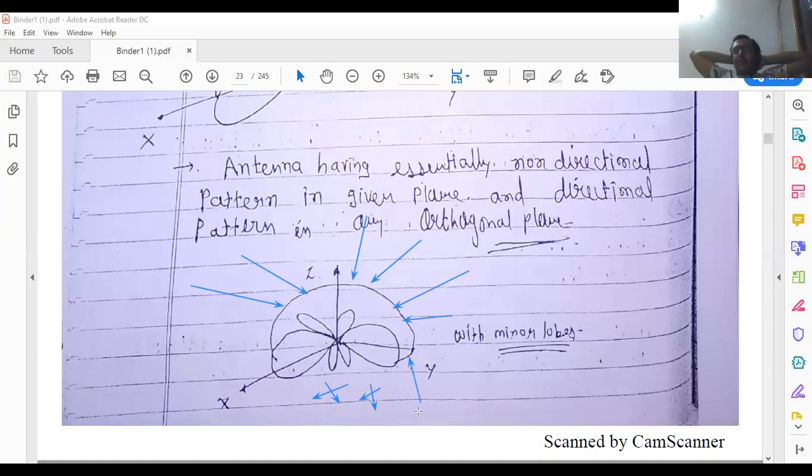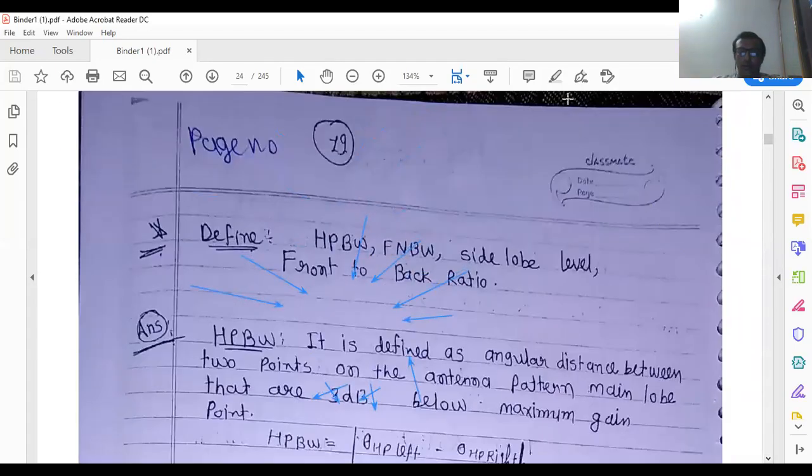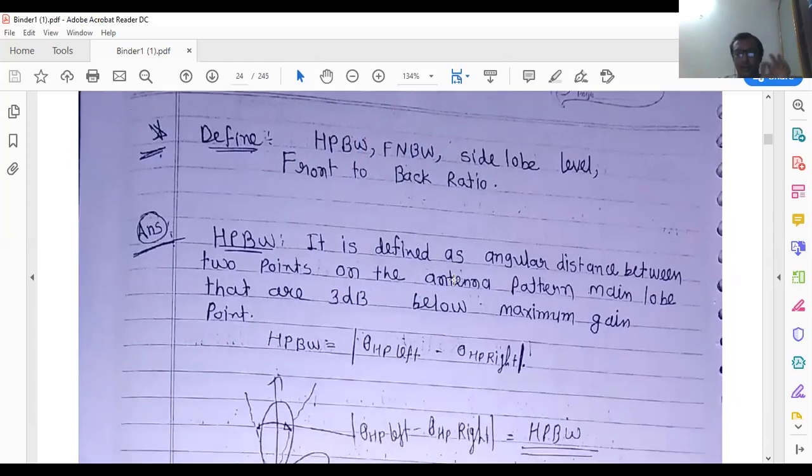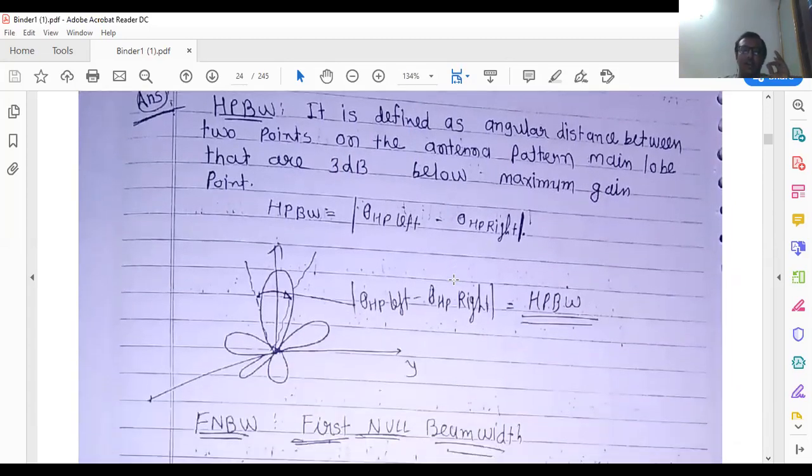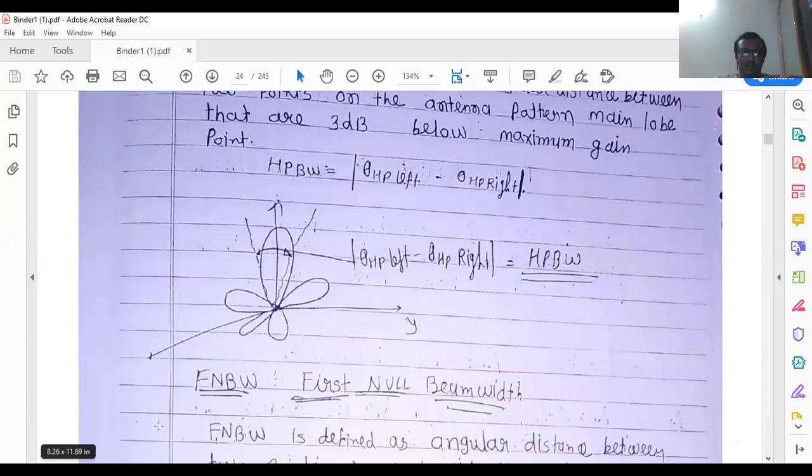So it can be considered as the concept of an omnidirectional antenna. Now, half power beamwidth, first null beamwidth, side lobe level, front to back ratio. Based on these, definitely 2 or 3 MCQs can be asked.